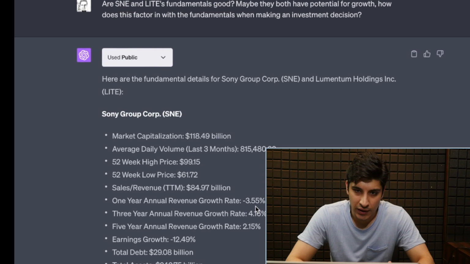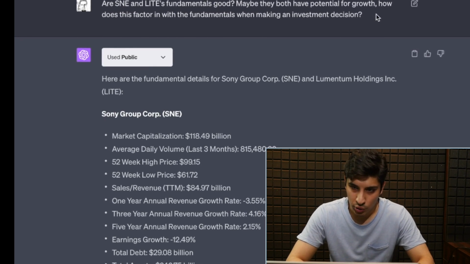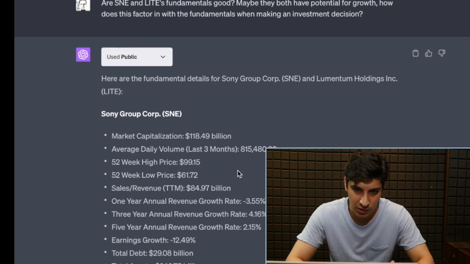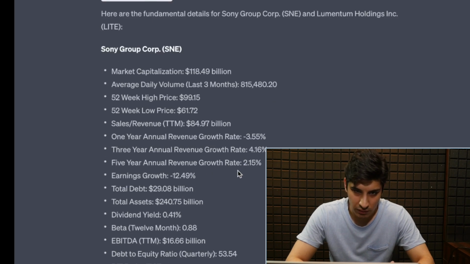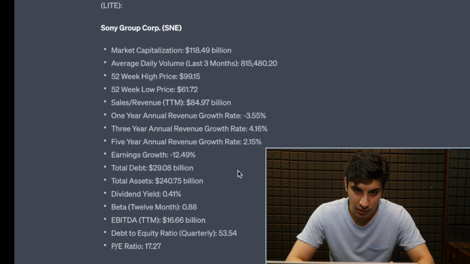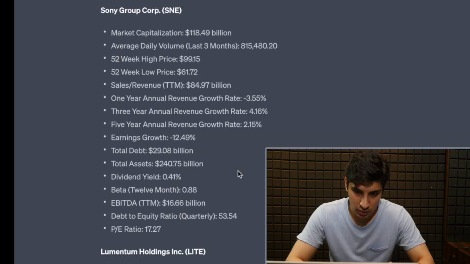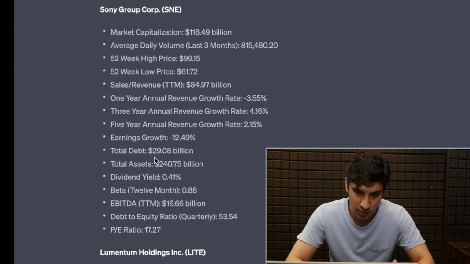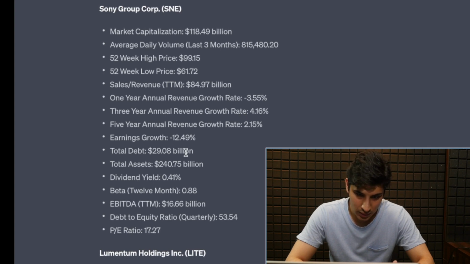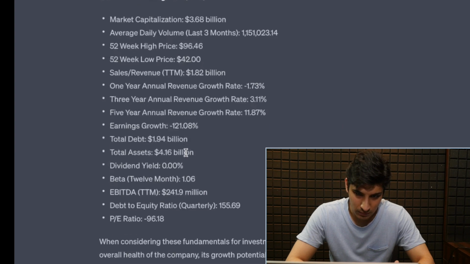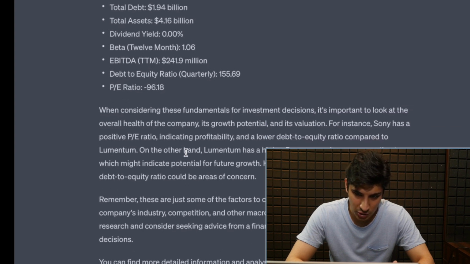I still want to know why I should invest. Are SNE and Lumentum's fundamentals good? Maybe they both have potential for growth. How does this factor in with the fundamentals when making an investment decision? Wow, it's used public data to give me real time information on the companies' fundamentals. So it's given me the high and low prices, market cap, total debt, earnings growth rate, 5-year annual growth rate, dividend yield, PE ratio. It's given me all this information.